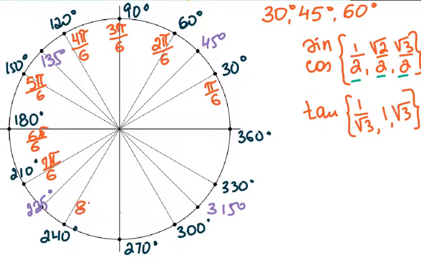This is 8 pi over 6, which is 4 pi over 3. This is 9 pi over 6, which is 3 pi over 2. This is 10 pi over 6, 5 pi over 3. And this is 11 pi over 6. And 12 pi over 6, which is 2 pi.